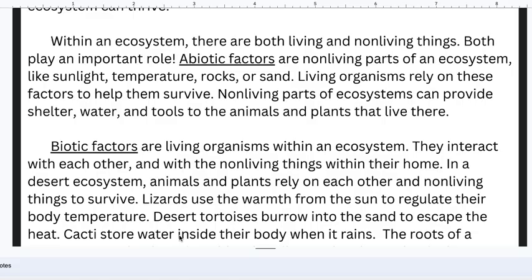Abiotic factors are non-living parts of an ecosystem, like sunlight, temperature, rocks, or sand. Living organisms rely on these factors to help them survive. Non-living parts of ecosystems can provide shelter, water, and tools to the animals and plants that live there.